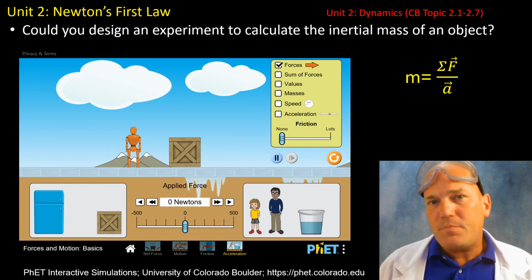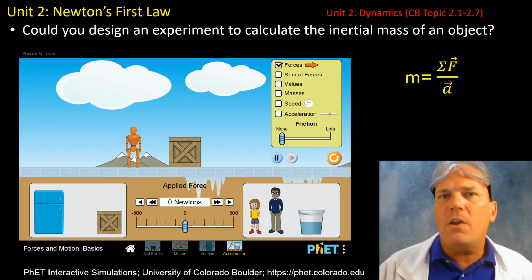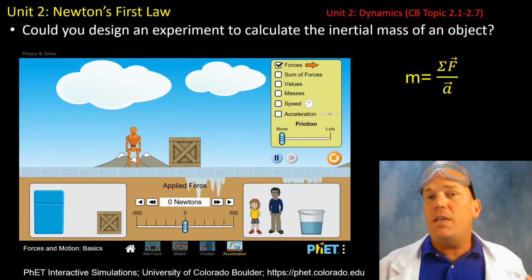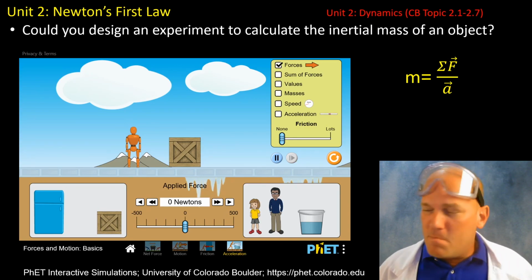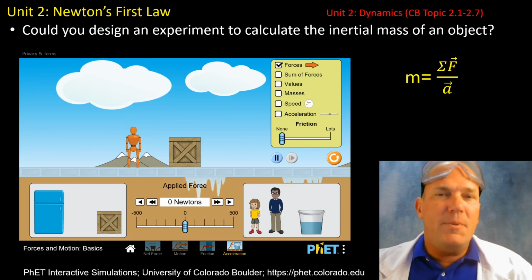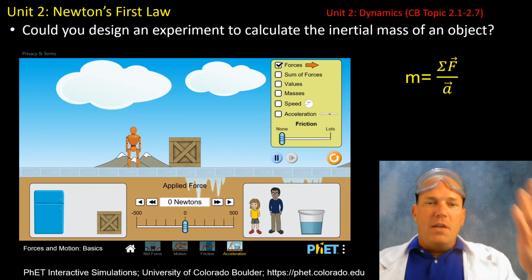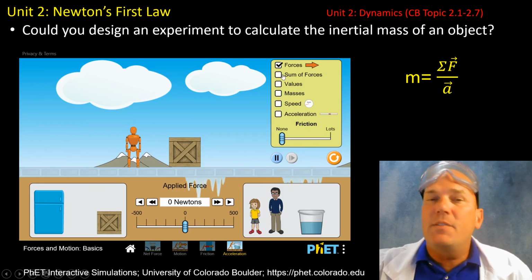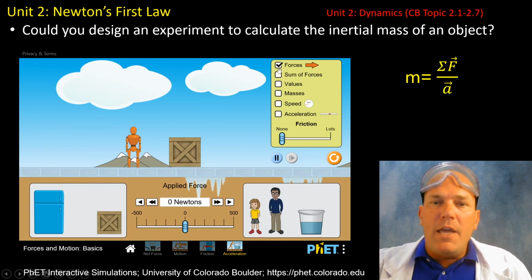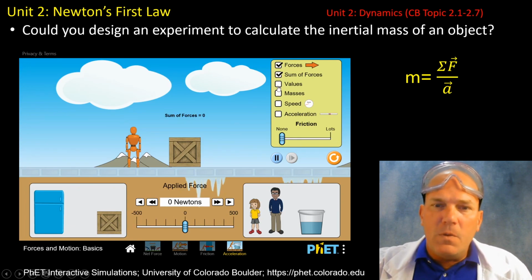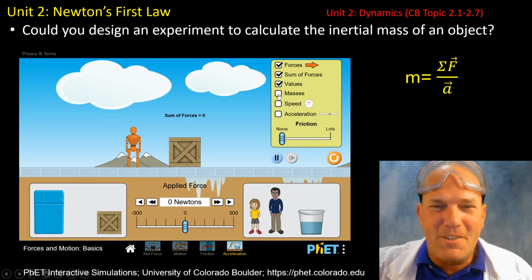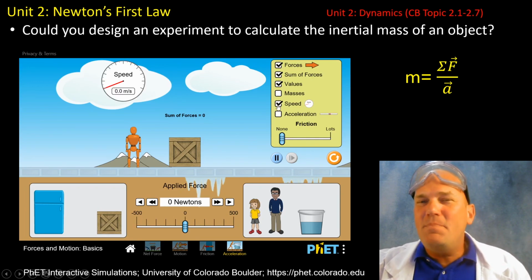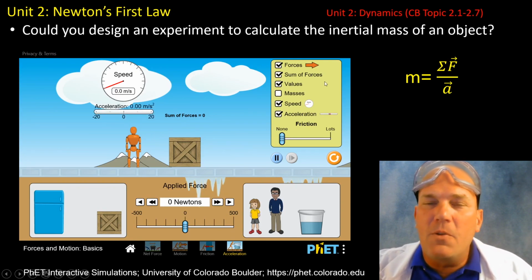However, for forces, if we haven't already started some of our dynamics lab, you could use a force sensor, you could use a spring scale, and there's a multitude of ways to experimentally calculate force. So let's take a look at this PhET simulation here. I am going to click on forces for the vector, summing of forces, values. I'm purposefully skipping over mass because that's what we're trying to calculate. Clicking on speed and also acceleration.